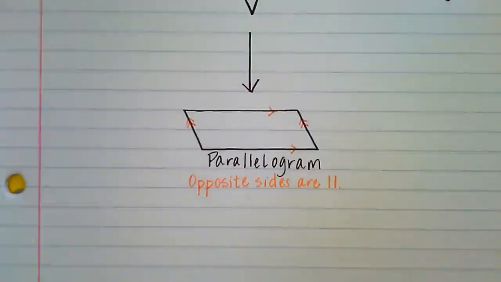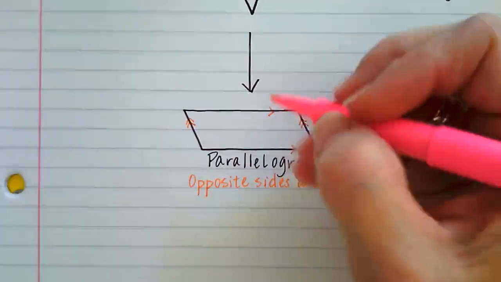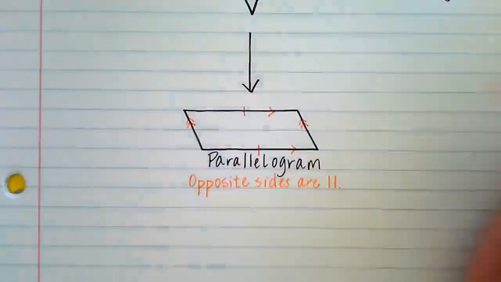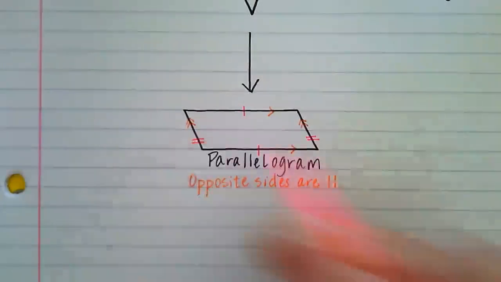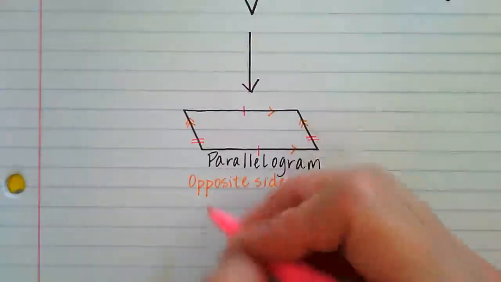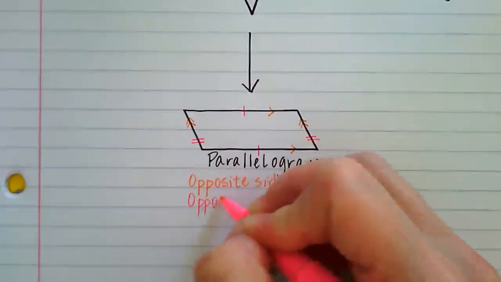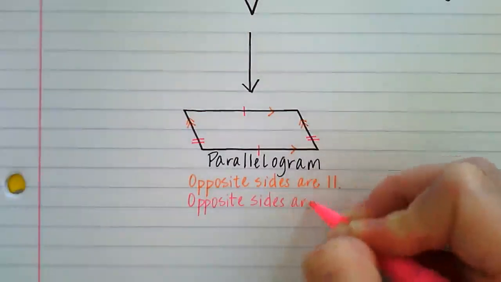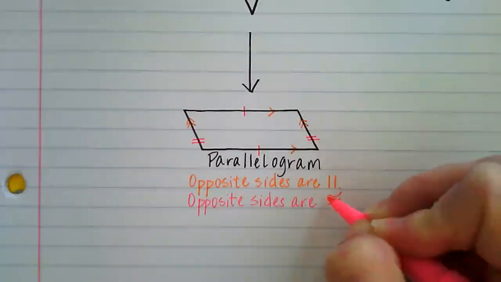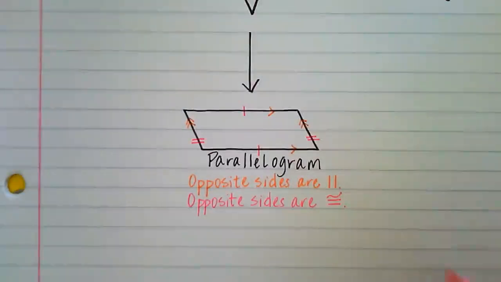And I'm just going to use this symbol for parallel there. Okay, other characteristics about a parallelogram. The opposite sides are also congruent. So this side is the same length as that side, and this one is the same length as that one. So opposite sides are congruent. So in a parallelogram, opposite sides are congruent and parallel. Okay.